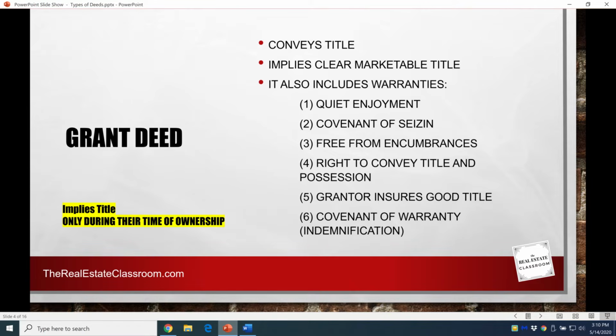That's why if we're going to receive title to property as a grantee using a grant deed, we want to make sure that we have an abstract updated or that we have title insurance.